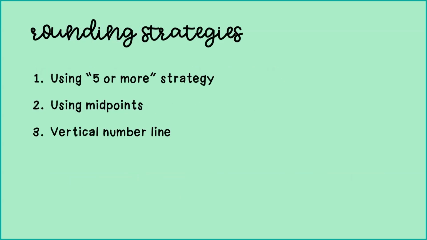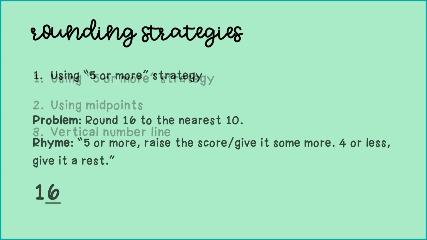So here are 3 main strategies. The first one is using a rhyme that I will discuss in the next slide. So the 5 or more strategy. The next one is using midpoints, and then the last one is using a vertical number line. So all 3 strategies work well, but number 2 and number 3 tend to make more sense and be used more consistently by the students that I teach.